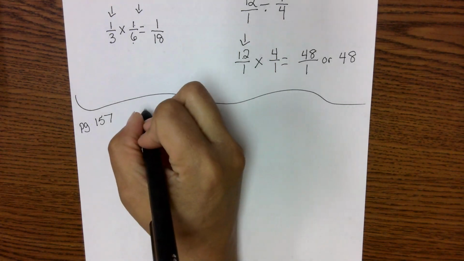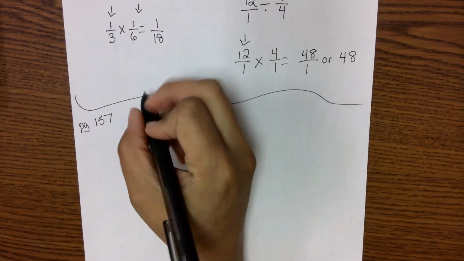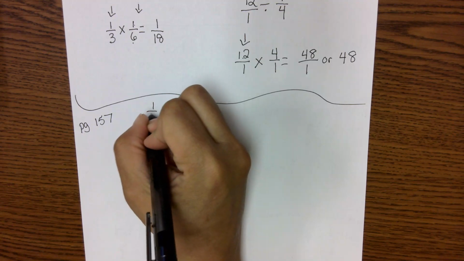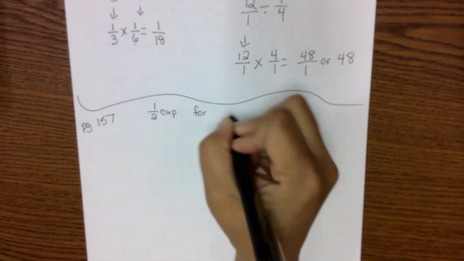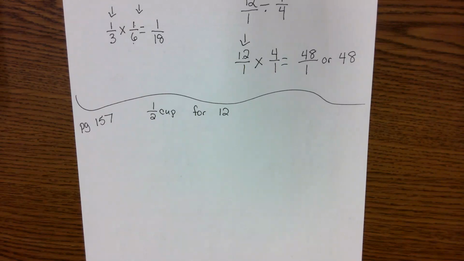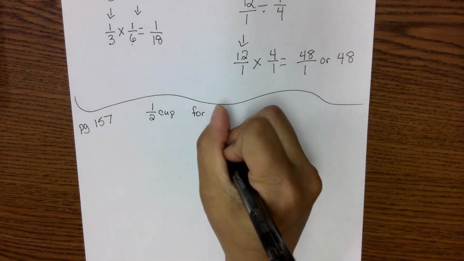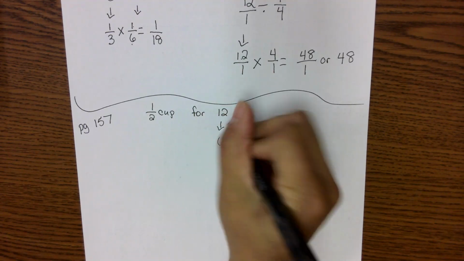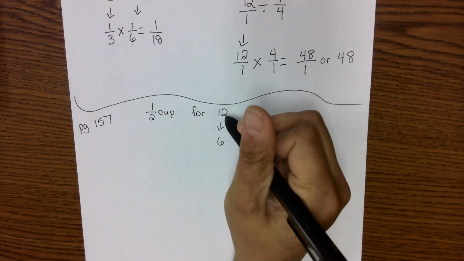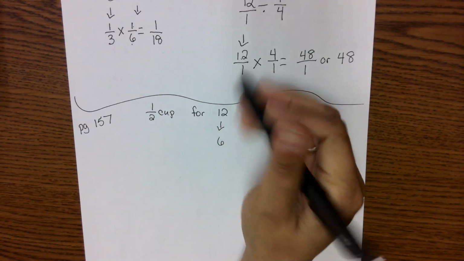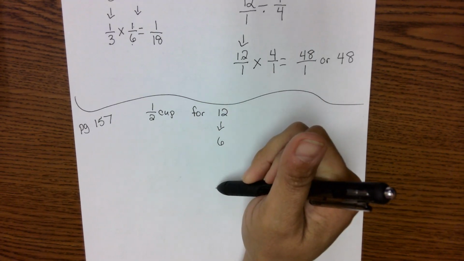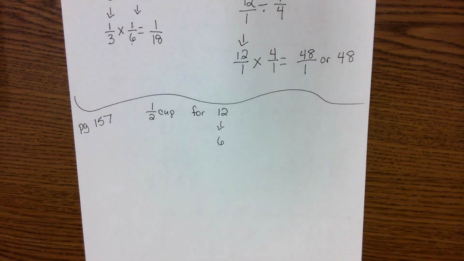It says that she would use a half a cup for 12, but she's only making 6, right? She's only making 6. So she's making half of that, right? She's splitting it in 2. Yes? Okay.